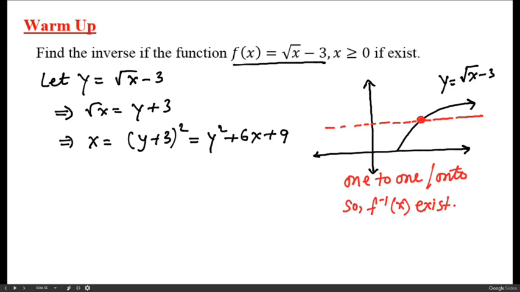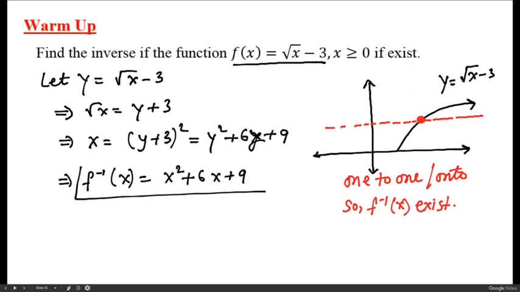And the new function that we obtain here can be written as f inverse of x, writing everything in terms of x: x squared plus 6x plus 9, and that is your inverse function. So all you have to do in order to find the inverse is solve for x and then replace y by x, and whatever result you get, that's your inverse function.